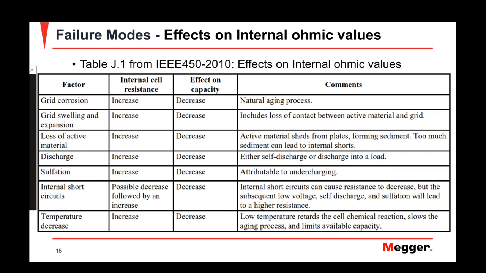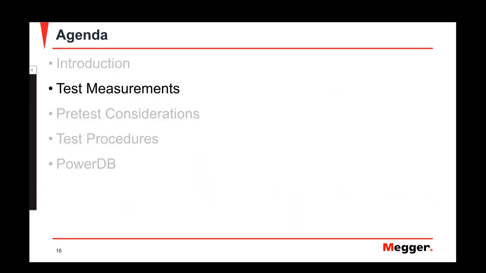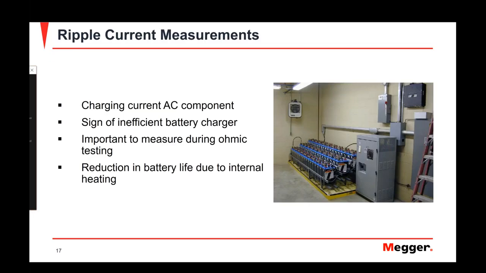However, in some cases, the effects of these failure modes can be nullified or reversed if proper battery maintenance is performed. So now that we've discussed battery testing options and some of the theory behind that, let's move on and discuss some different types of test measurements. So the first measurement that we're going to talk about is ripple current.